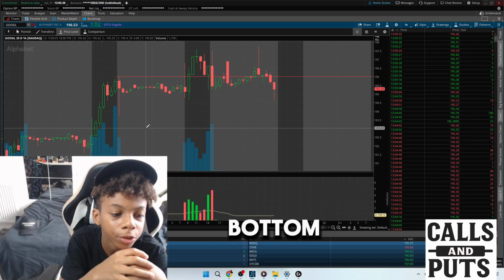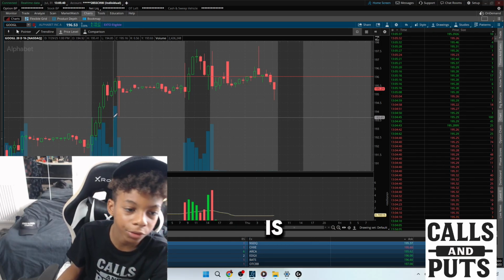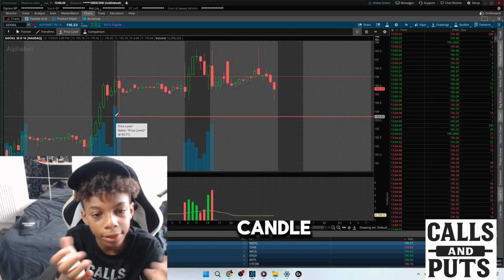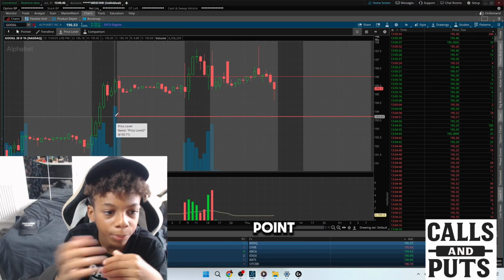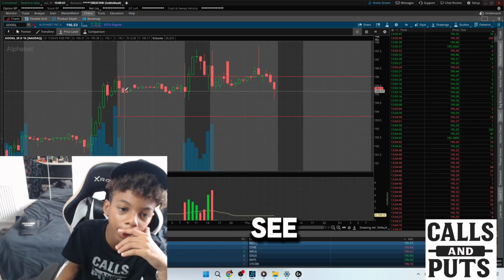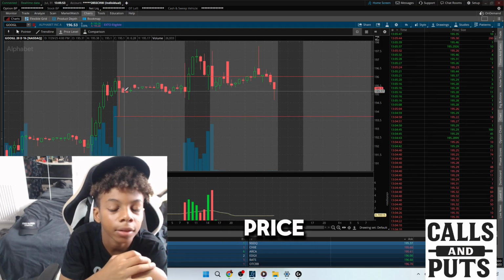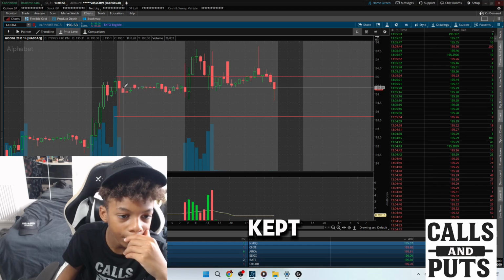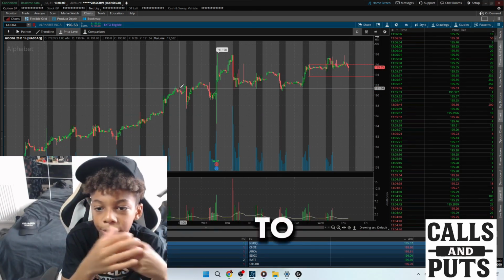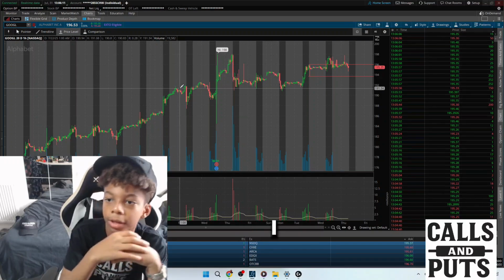We need to chart the bottom of the range, which is the lowest, and you have to use the same candle. If the candle is the highest point, you have to use the same candle for the bottom of the range. As you can see, within this range, price didn't break out, it just kept on consolidating inside of this range. Would I take this trade if it went to the downside? No. Why would I not take this trade?